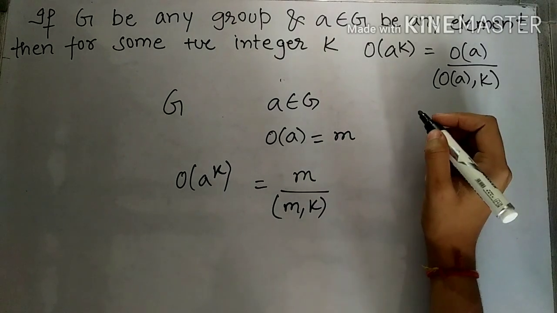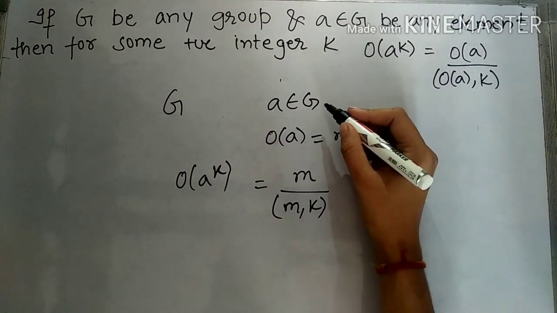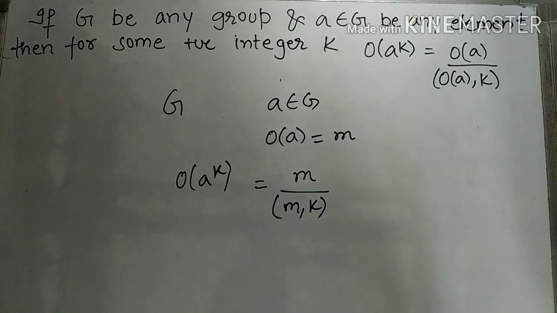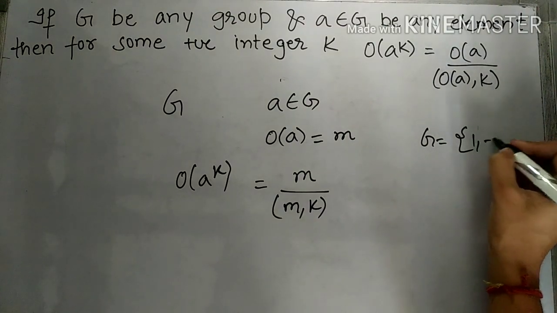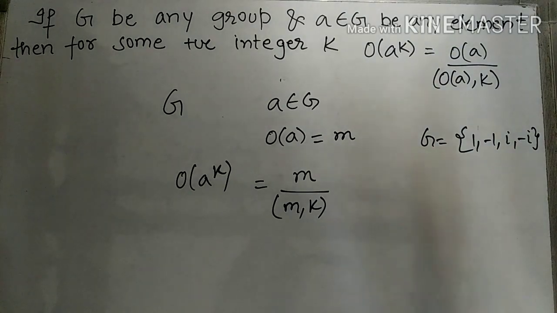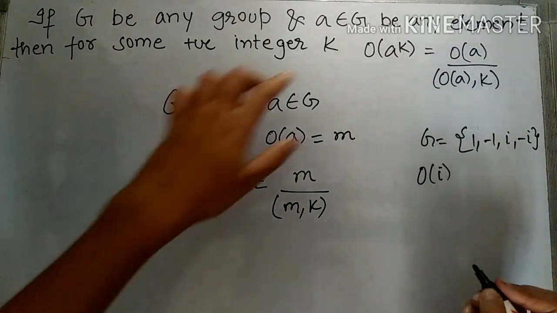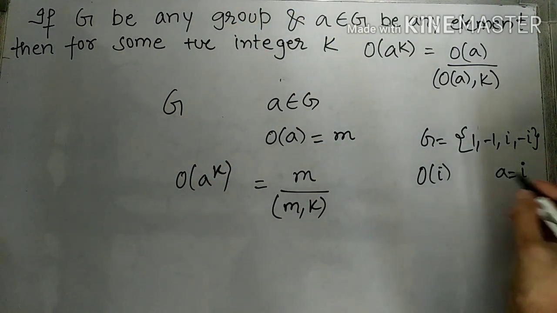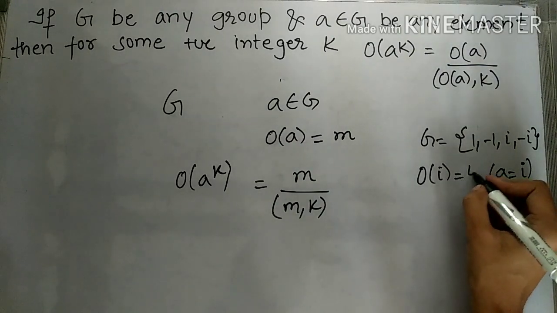So friends, this result tells us that if we are given the order of any element in any group G, then we can find the order of any power of that element. For example, if we take the group of fourth roots of unity, that is 1, minus 1, iota, minus iota, and if we take the element iota from here, that is a is equal to iota, then we know the order of iota is 4.